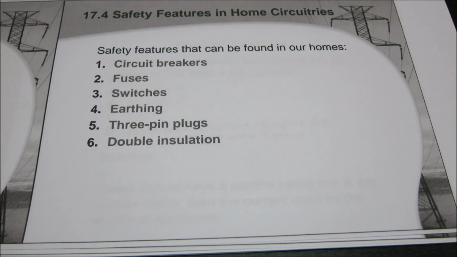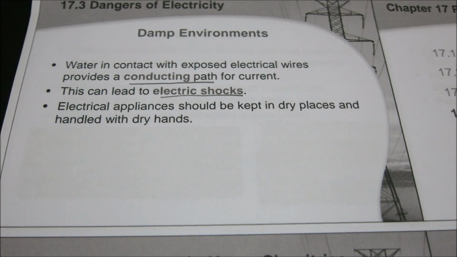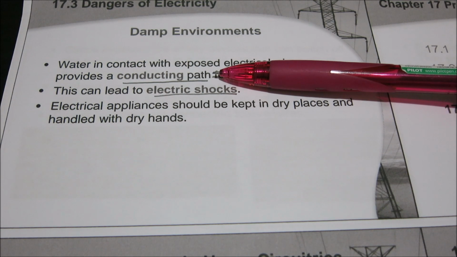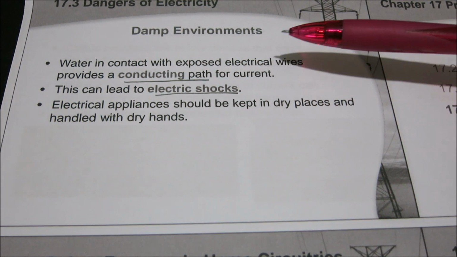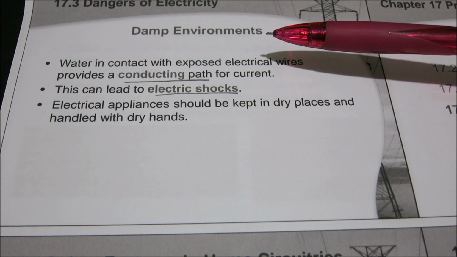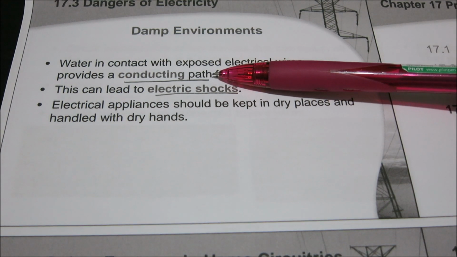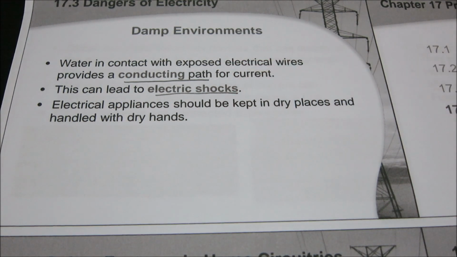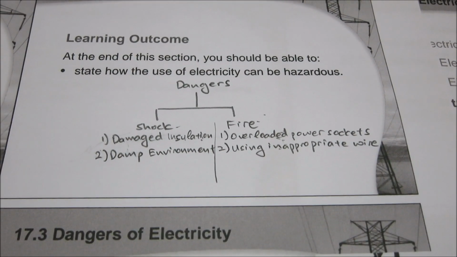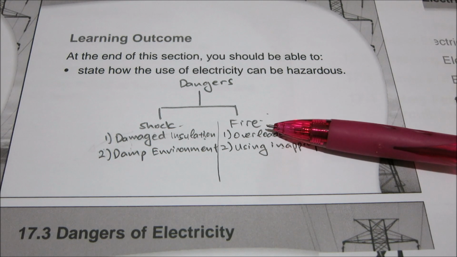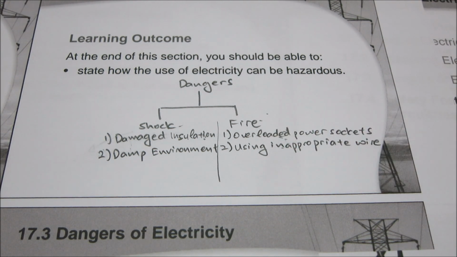Now, damp environments. The danger of a damp environment is that it can lead to electrical shocks, because water is a good conductor of electricity. So whenever you have water, or your hand is wet and you're touching the wiring of an electrical circuit, it can provide a path for the electricity to travel through, because it is a conductor, and then you can get an electrical shock. So basically, in summary, dangers of electricity, there are two: shock and fire. Damaged insulation and damp environment will result in a shock. Fires can be caused because of overloaded power sockets and using inappropriate wires for the application you are aiming for.